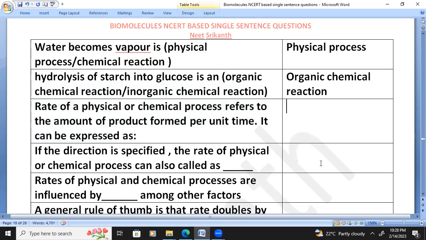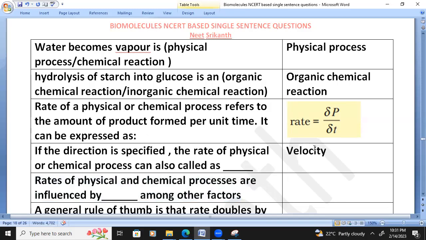Rate of physical or chemical processes refers to the amount of product formed per unit time, and can be expressed as rate equal to delta P by delta T. If the direction is specified, the rate of physical or chemical processes can also be called velocity.